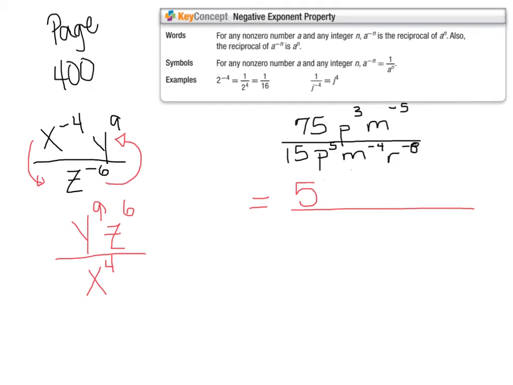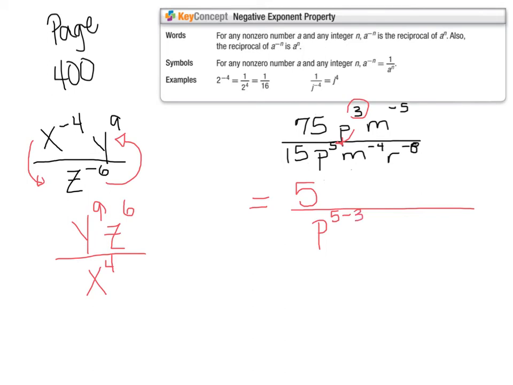And what you want to do is you want to take the exponent that is smaller across the fraction bar to the larger. That changes the sign of the 3 to a negative 3. When an exponent crosses the fraction line, the exponent changes its sign. So we have p to the 5th minus 3.